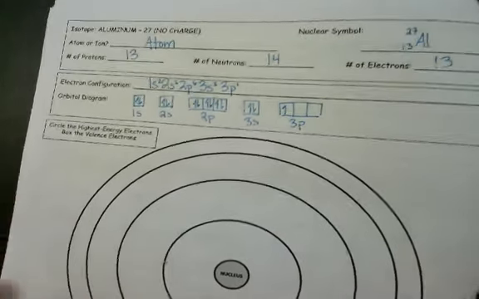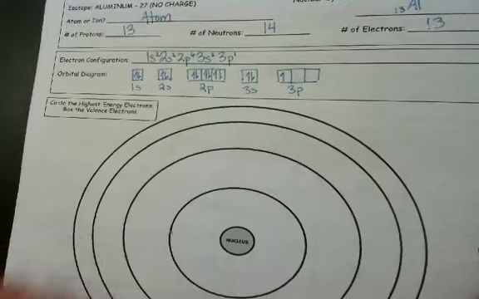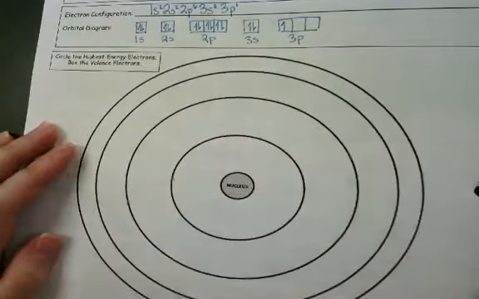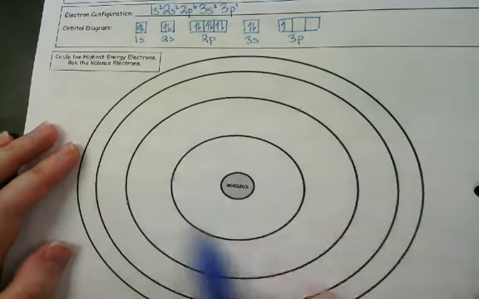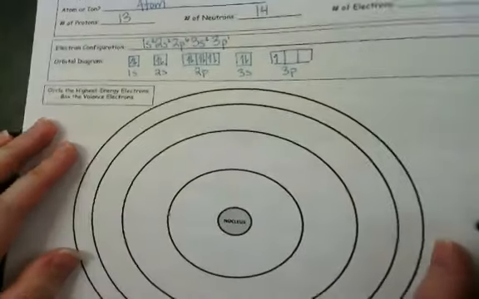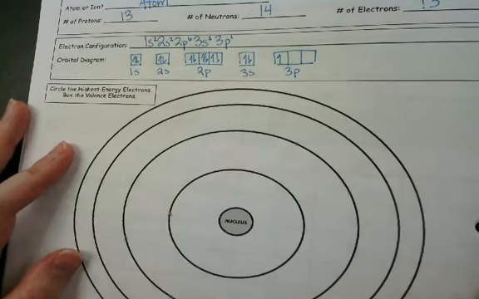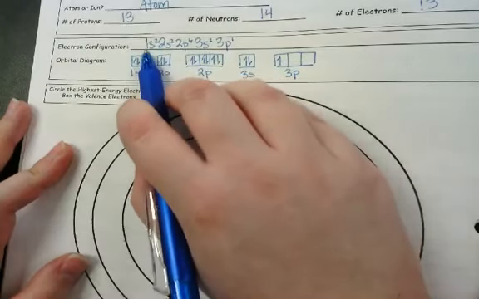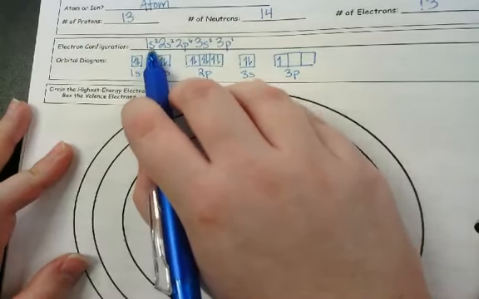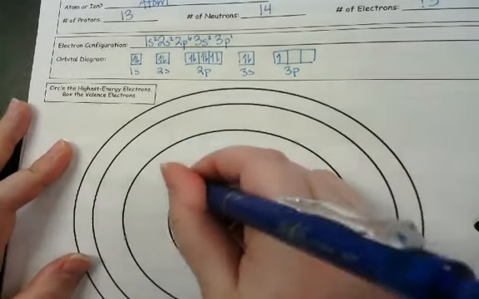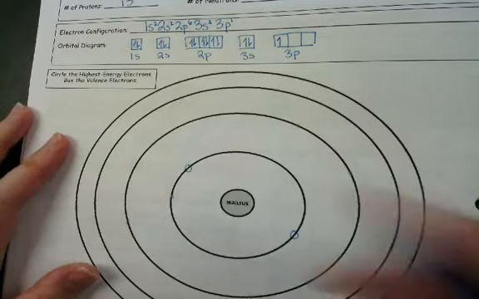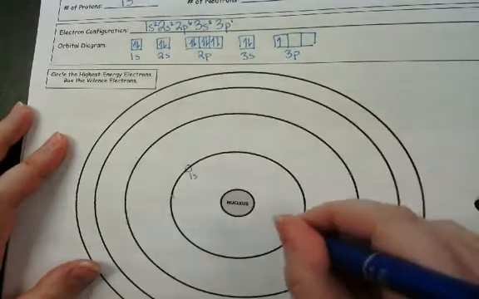Okay, so then what we're going to do here is look at our Bohr diagram. Each of these rings represents the energy levels. So energy level 1, taking a look at our electron configuration, how many electrons do we have on energy level 1? Just 2, because the only thing on energy level 1 is our 1s. So on this first ring, we're going to draw 2 electrons, and we're going to label them 1s.